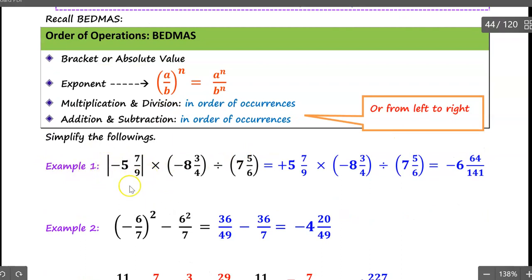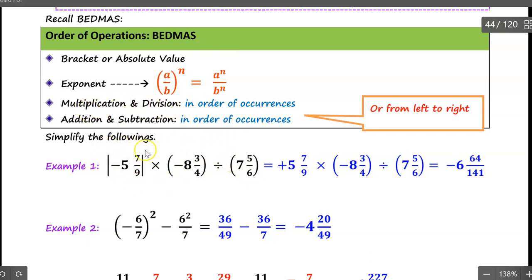For this example number 1, you have a fraction and you have an absolute value here. You multiply it with a negative fraction and you divide it with another fraction. So the very first step here is you think, I need to multiply and divide these three fractions. Then I just have the operations of multiplication and division. So I will do it from left to right, right? Because multiplication and division go in order of occurrence.